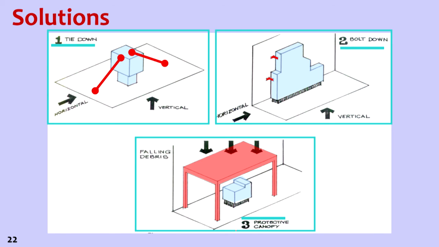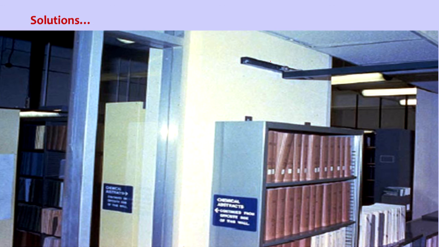The solution to this is to tie it down. Here you can see we are tying it down, horizontally and vertically. The second solution is bolt down. And the third solution is for falling debris, so you put some safety over the equipment. This is a protective canopy. So these three solutions are there, but for executing them we need to do some calculations. What should be the strength of these protections?